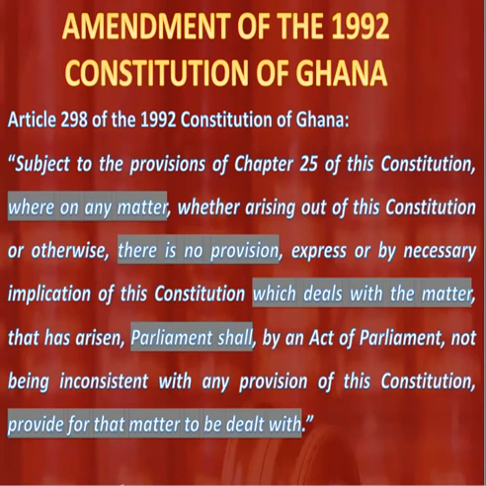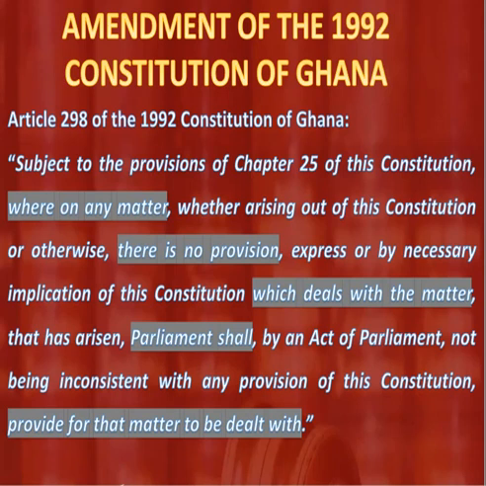Now, what this is in essence saying is that if you have any provision in the Constitution, and then there's a matter that comes up, and it realizes that in the Constitution there's no provision that has been enacted to deal with that particular matter, and there's a need for a provision to be enacted to deal with it, Parliament has been given the power under Article 298 of the Constitution to enact a law to fill in that gap or the lacuna that exists in the law.